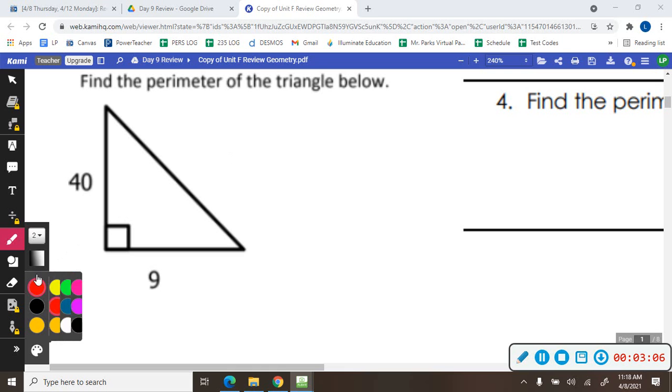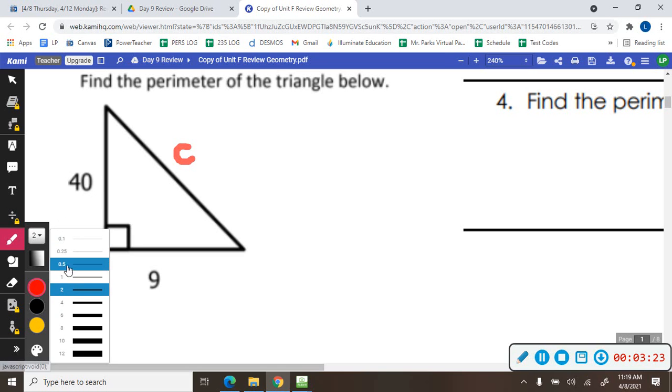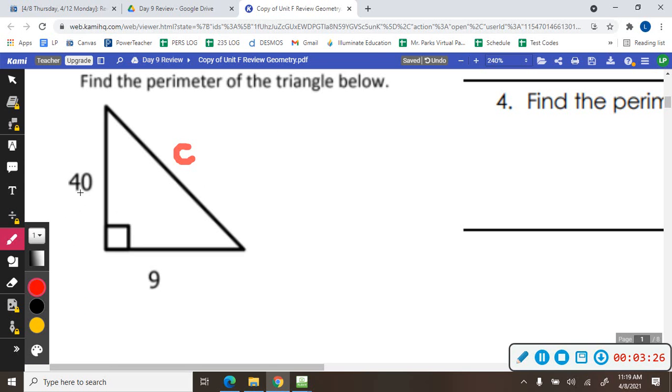Find the perimeter of the triangle below. In order to find the perimeter, I need to take 40 plus 9 plus whatever the hypotenuse is. Since I don't know what the hypotenuse is, I have to find it. So this is going to be my C for hypotenuse. So I set it up and I say, okay, this is a leg, that's the hypotenuse, so I go 40 squared plus 9 squared equals C squared.